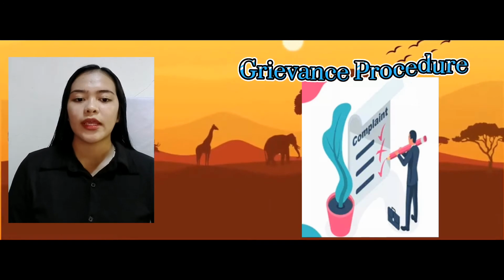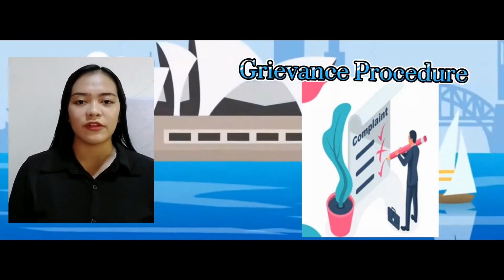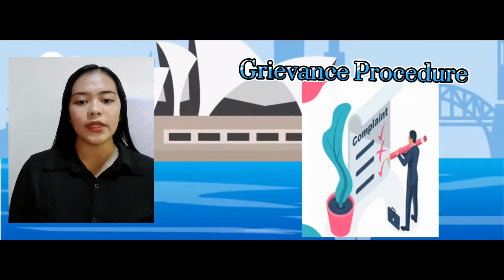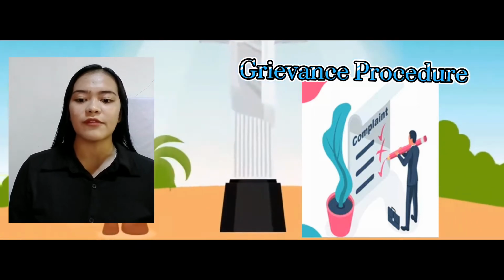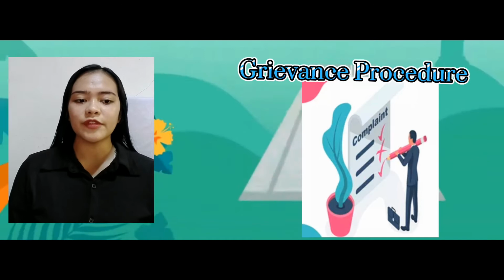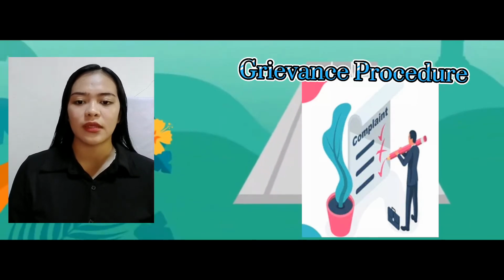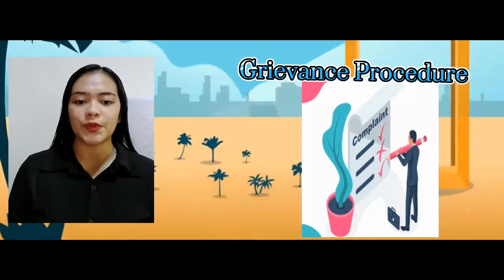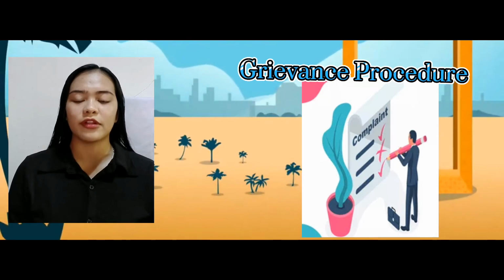The third will be the grievance procedure. It is another method of resolving disputes. All labor agreements contain some form of grievance procedure. And if the procedure is followed strictly, probably any dispute can easily be resolved.